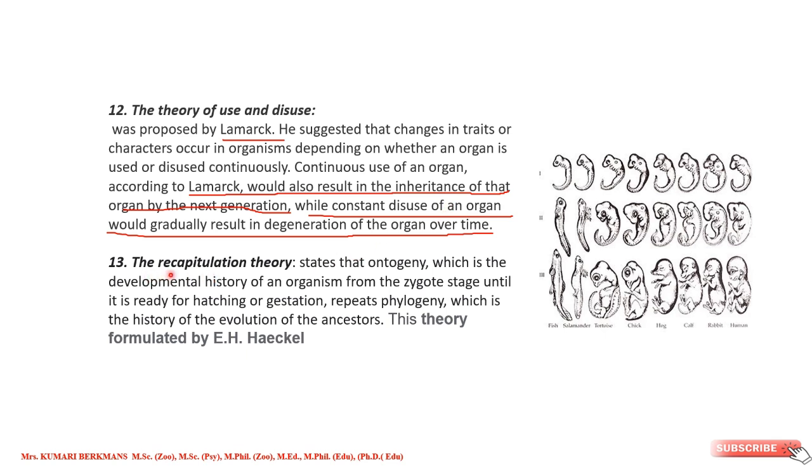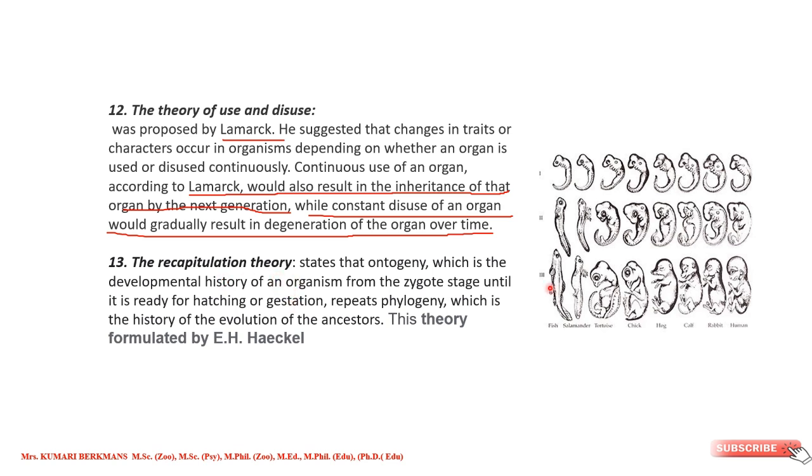Now the next one, the recapitulation theory. This theory was formulated by E.H. Haeckel. What does this theory state? Ontogeny, which is the developmental history of an organism from the zygote stage until it is ready for hatching or gestation, repeats phylogeny, which is the history of evolution of the ancestors. This theory was formulated by Haeckel.